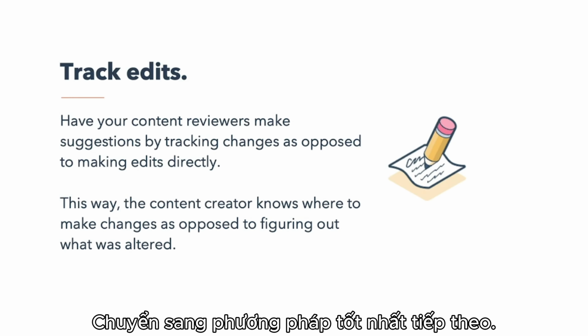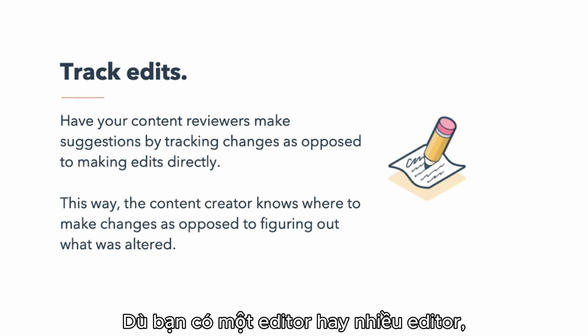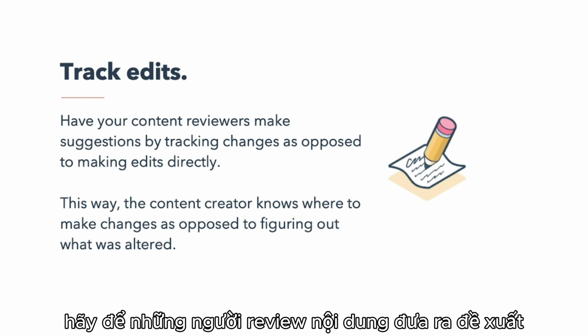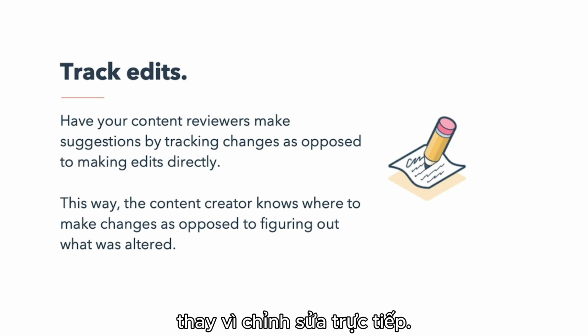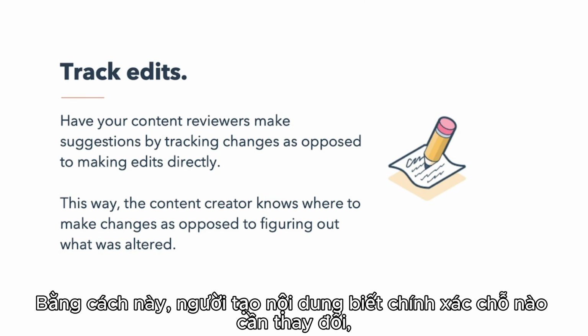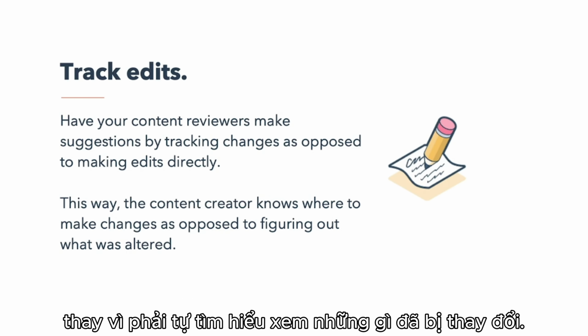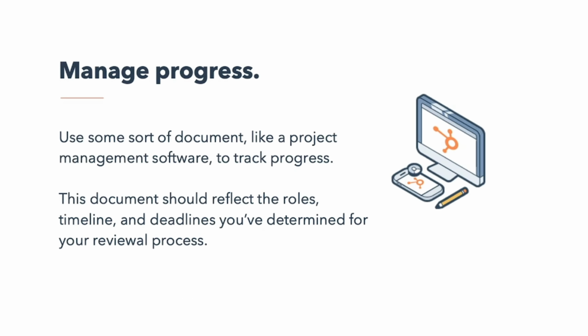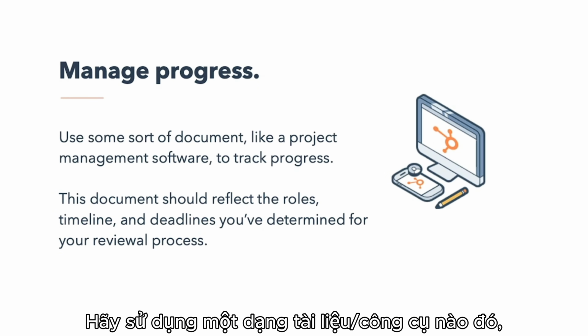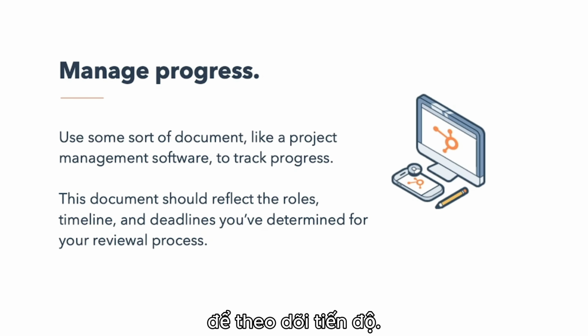Moving on to the next best practice, track edits. Whether you have one editor or multiple editors, have your content reviewers make suggestions by tracking changes as opposed to making edits directly. This way, the content creator knows where to make changes as opposed to figuring out what was altered. Next, manage progress. Use some sort of document like a project management software to track progress.